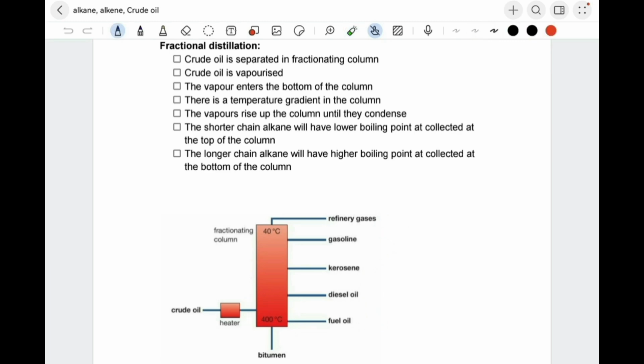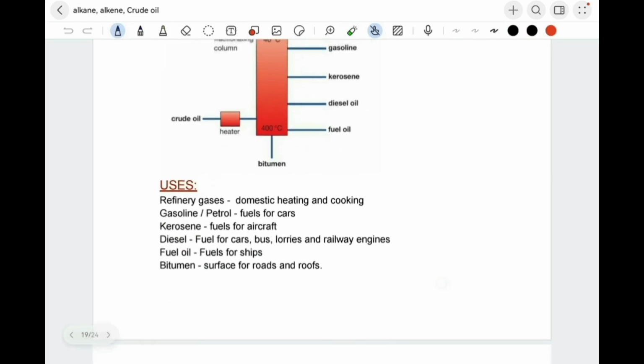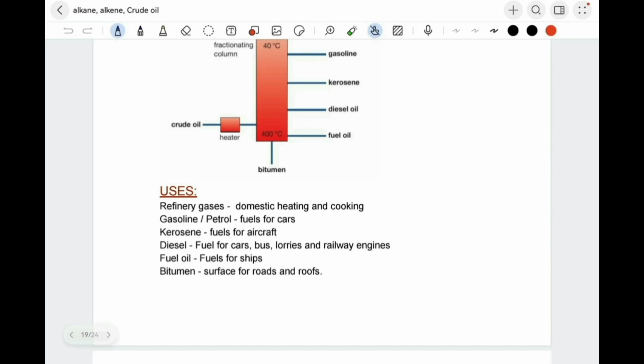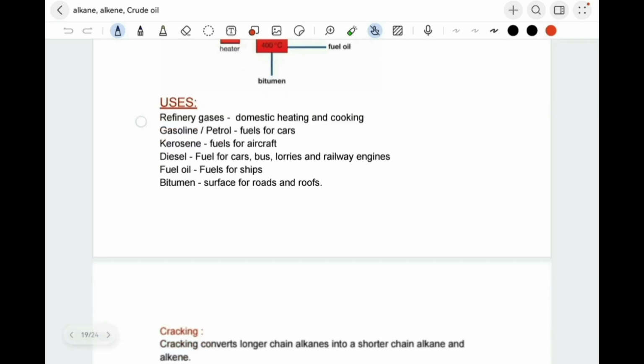Refinery gases are used for domestic cooking. Gasoline is used for cars and kerosene is used for aircraft. Diesel is for cars, buses, etc. and fuel oil is for ships. Bitumen is for road surfacing.